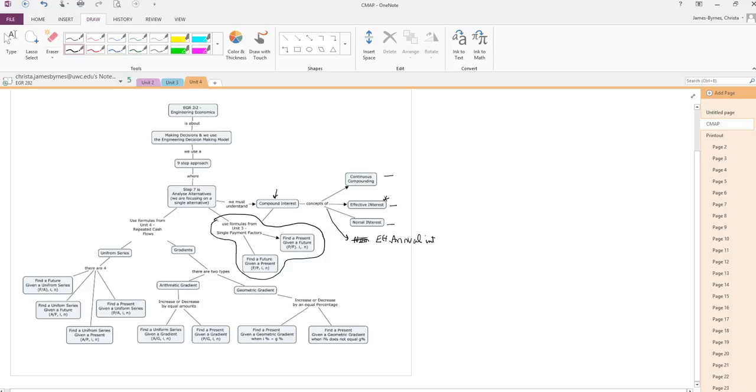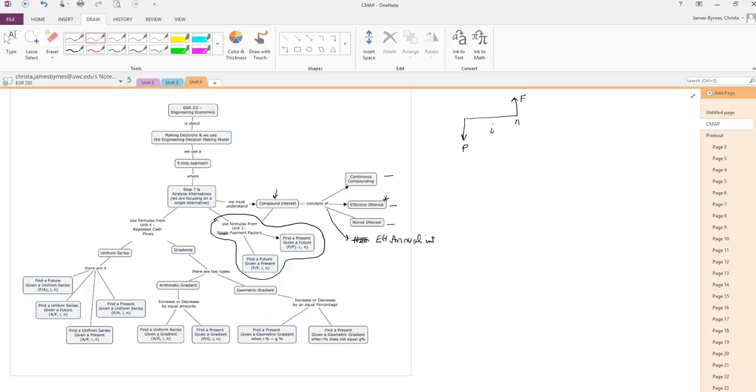Okay? So we found in Unit 3, how do I find a future given a present? How do I find a present given a future? That's single. That's one chunk of money moving through time. So remember, we have P and F, and an N and an I. Last chapter, remember I said P is always for today, time 0. It's today. Now, not so much anymore.